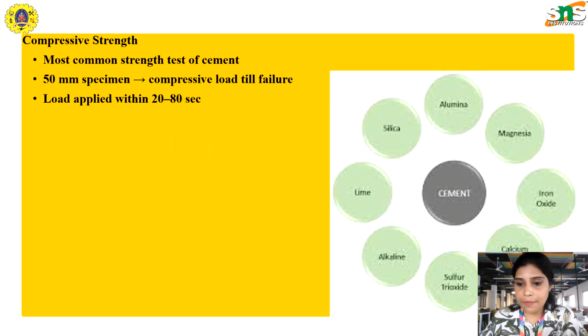So the primary main property of the cement is its compressive strength. So what is compressive strength? Compressive strength is its ability to resist compressive loads, measured by testing mortar cubes. So we'll be making cubes using mortar. What is mortar? It is simply cement plus water mixed. So this mortar will be poured into a mold of cube shape.